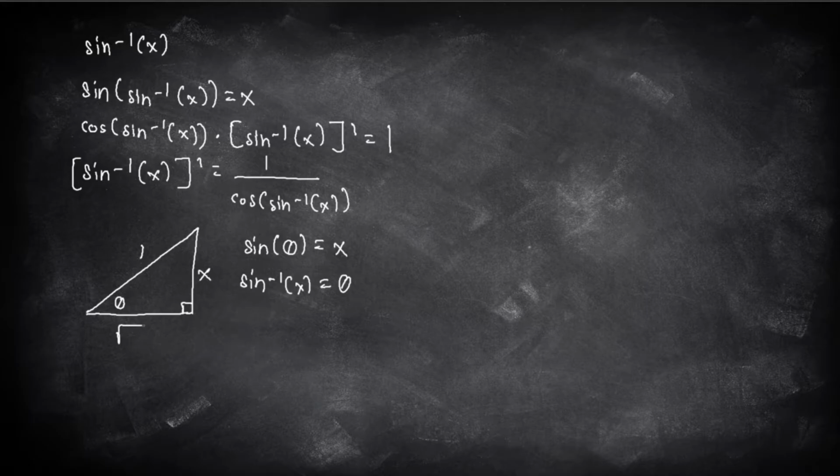So that is 1 minus x squared. So now we get inverse sine of x is theta. So we need to solve for 1 over cosine of theta. Well, cosine of theta is just adjacent divided by hypotenuse. So that's just the square root of 1 minus x squared divided by 1. That's just the square root of 1 minus x squared. So that means the derivative of our inverse sine is just 1 divided by the square root of 1 minus x squared. And that is our formula for our inverse sine, which I believe is pretty interesting.